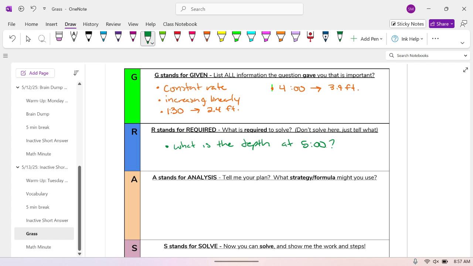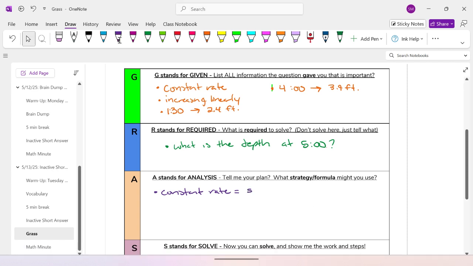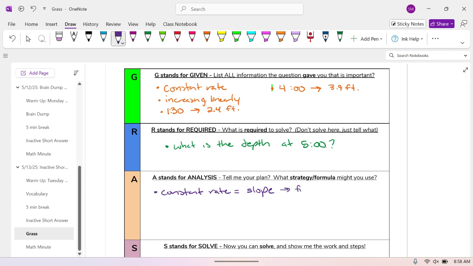So, let's kind of talk strategy now. We know it's linear. So, what do we know about linear? Finding a constant rate. First off, what does constant rate typically mean? Constant rate typically refers to the what of a linear function? Rate of change, or what's the other word for it? Starts with an S. Slope. So we're probably going to have to find slope of some kind.